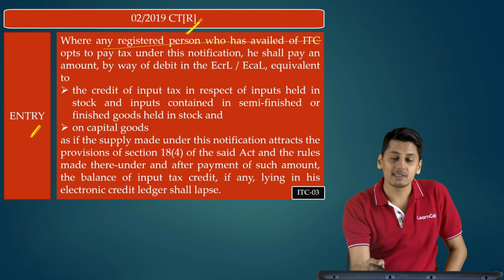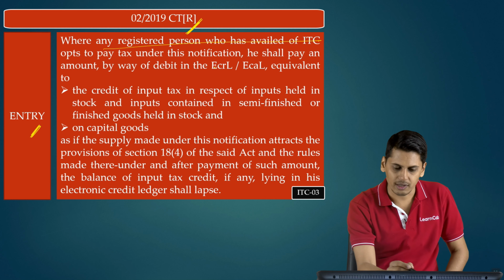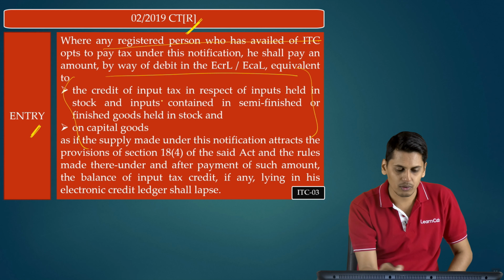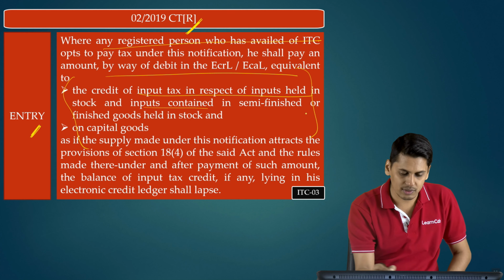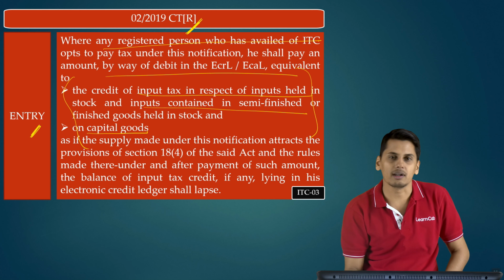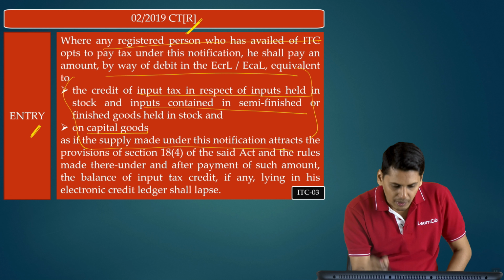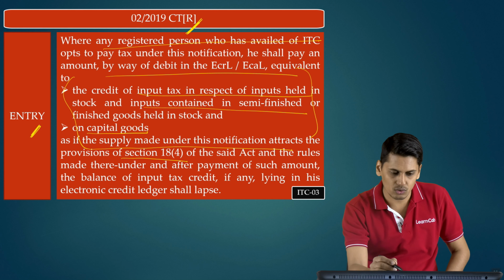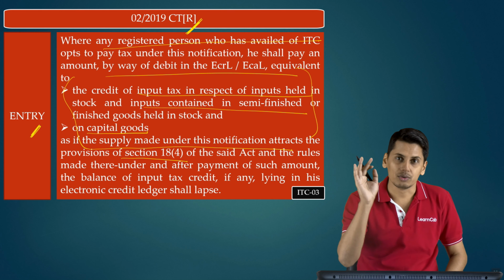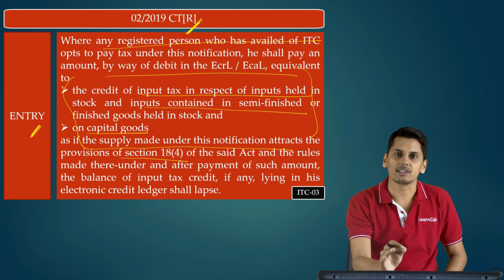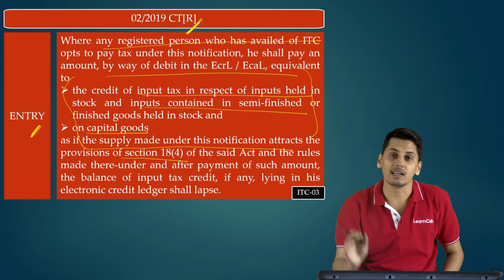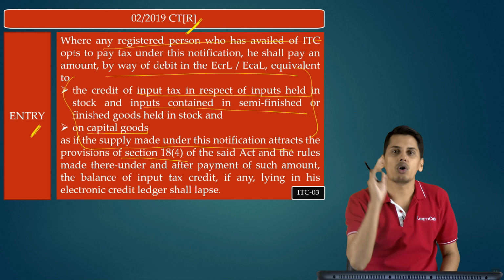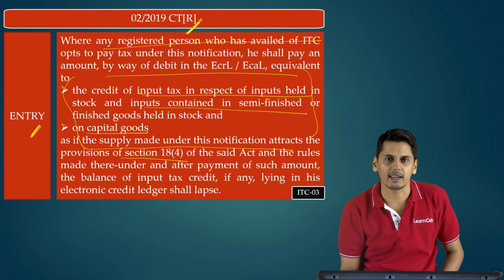So it tells you, where any registered person who has availed of ITC opts to pay tax under this notification, he shall pay an amount by way of debit in the electronic credit ledger or cash ledger equivalent to the credit of input tax in respect of inputs held in stock and inputs contained in semi-finished or finished goods and on capital goods, as if the supply made under this notification attracts the provision of section 18 subsection 4. So friends, this 2/2019 makes it very clear that you just treat it as if the supply made under this notification will attract the provisions of section 18, and accordingly you have to make a reversal of credit before you opt to pay taxes under 2/2019 central tax rate.